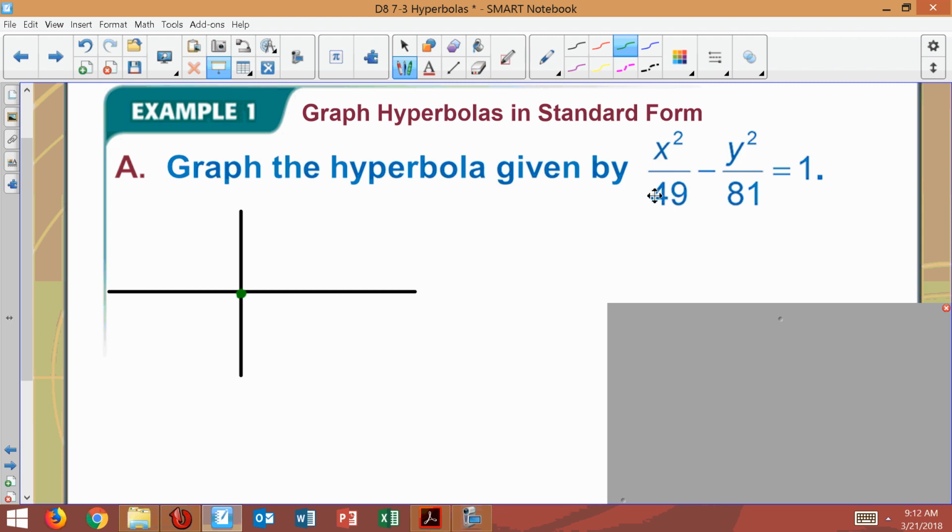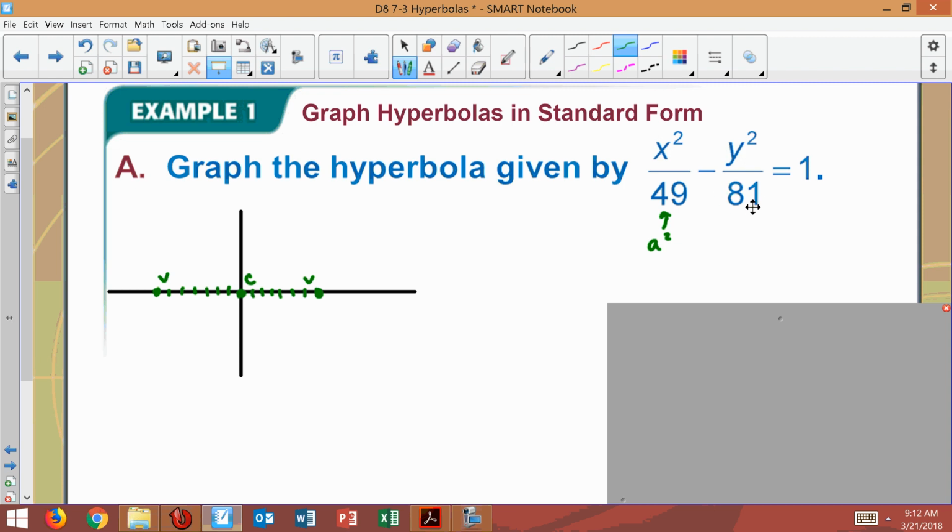We need to go left and right 7 units because this refers to a squared. So we would go left 7 units: 1, 2, 3, 4, 5, 6, and 7. And so this will be a vertex, and then you would go this way: 1, 2, 3, 4, 5, 6, and 7. That's my other vertex. So there are my vertices, and there's my center of the graph.